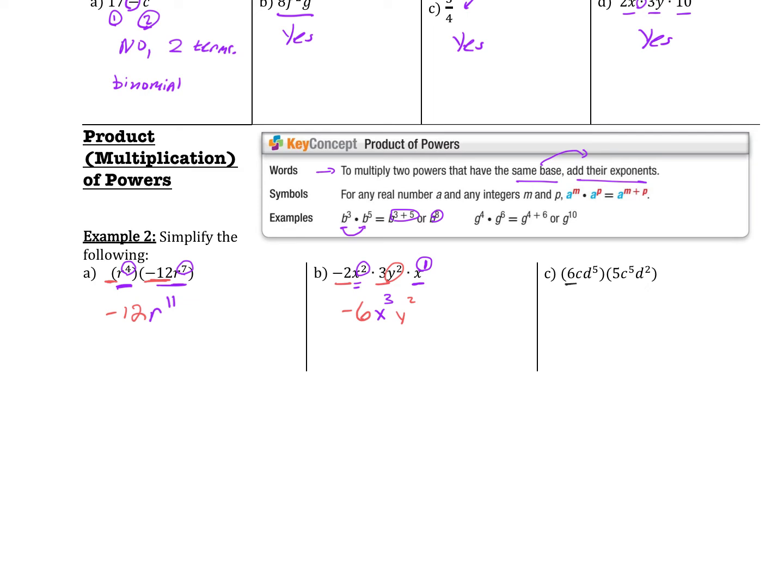All right, numbers first. I've got a 6 and a 5. C's are next. C to the first, and then C to the fifth gives me 6 C's, and then D to the 7th.